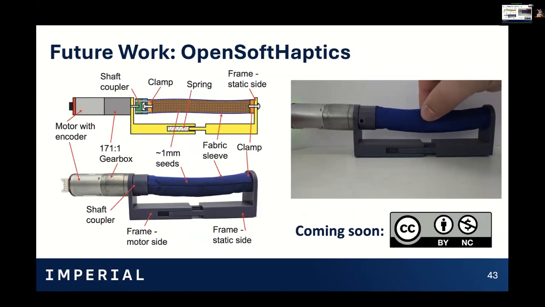We also want to release this work as an open hardware project. Due to our funding, there's a little bit of discussion around that, but we're looking at a Creative Commons non-commercial license. And you can see this example is fully 3D printed, apart from a motor and the spring. So all it is, is a sleeve of fabric filled with quinoa seeds, and when you twist it from one end, you basically wring it out and you compress the particles along that shaft.